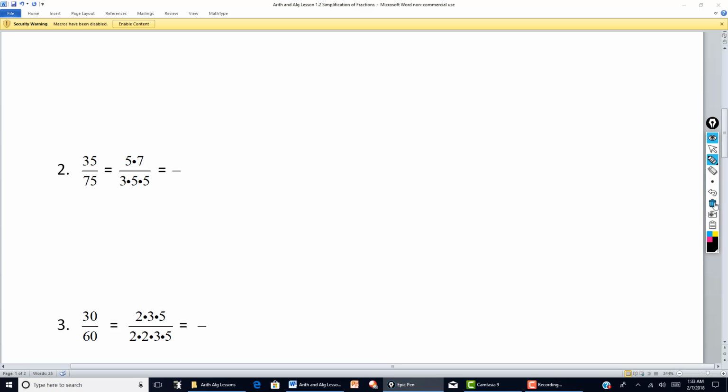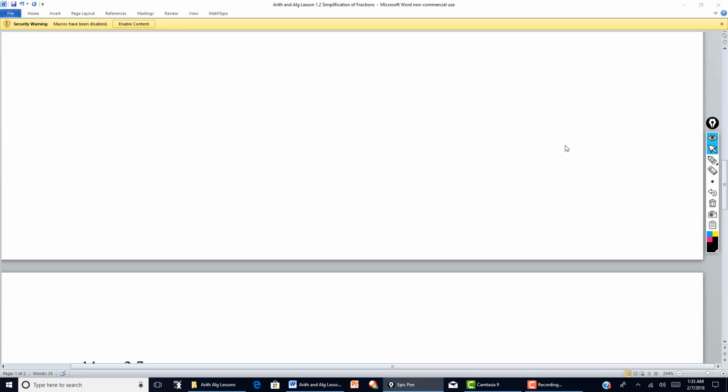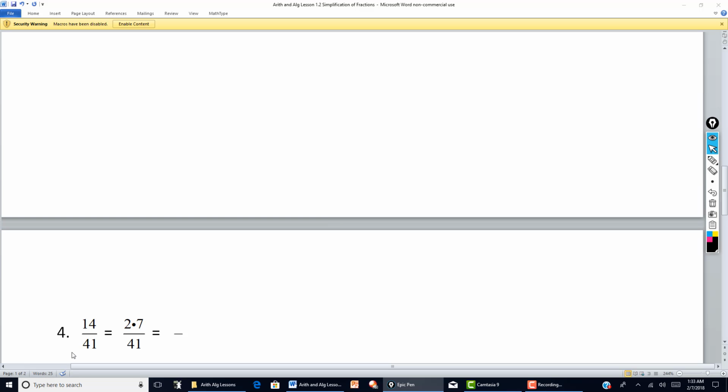Clear this. Go to the next one. 14 over 41. The numerator factors into 2 times 7. The denominator is a prime, so it doesn't factor any further. It stays like that. So obviously there's nothing we can cancel out. So 2 times 7 is 14. In this case, we say that the fraction is already in simplified form. It's already in lowest terms. It's already reduced, different terms you can use there.